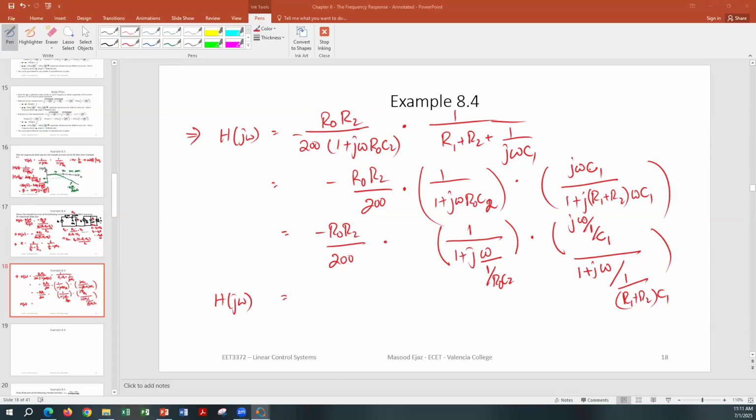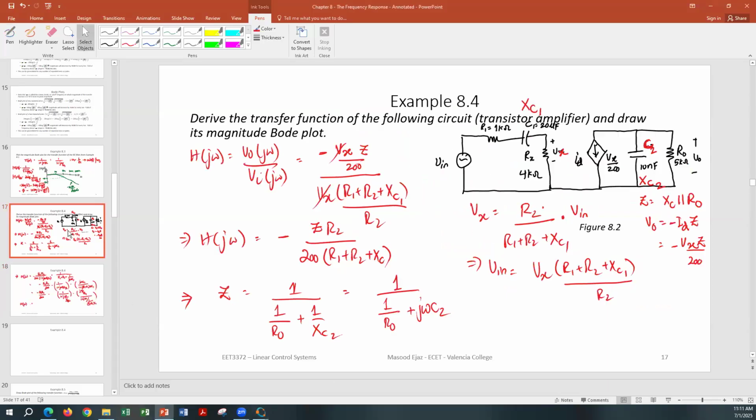So let me see what the values are. R1 is equal to 1k, 1 exponent 3. R2 equals 4k. And C1 is 20 microfarad, 20 exponent negative 6. And C2 is 10 nanofarad. And R out is 5k. Okay.